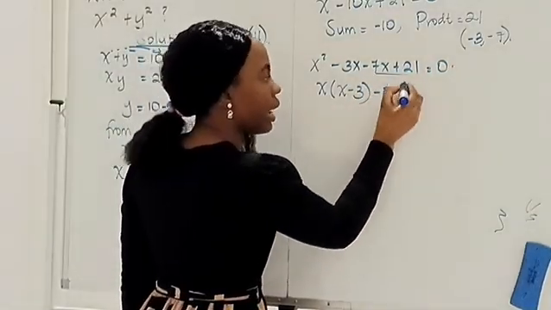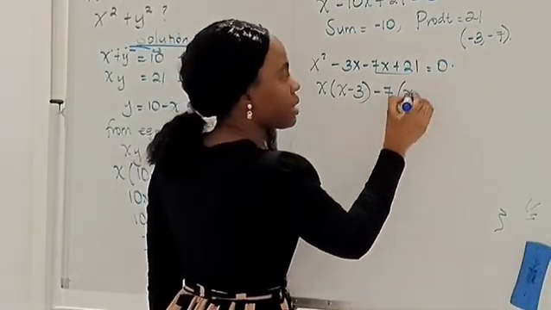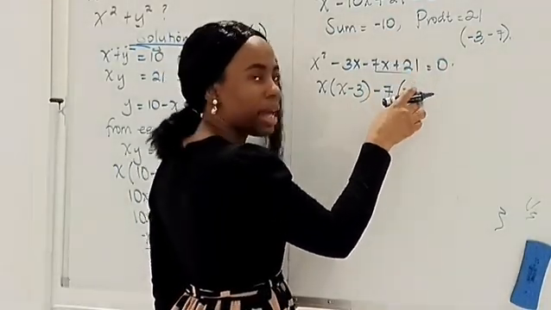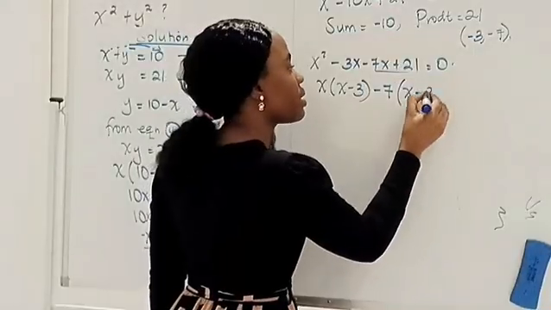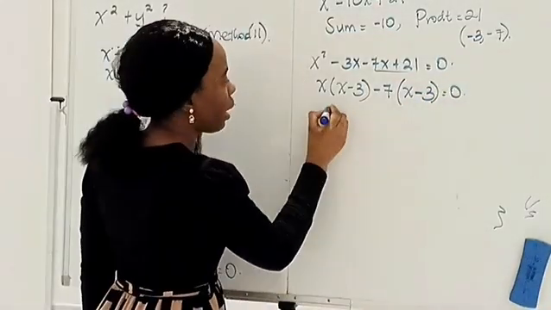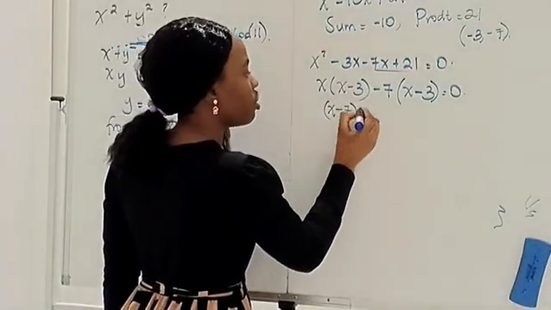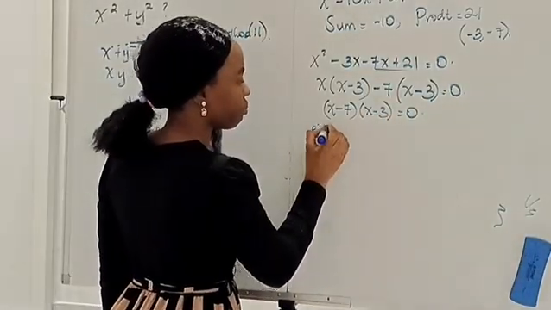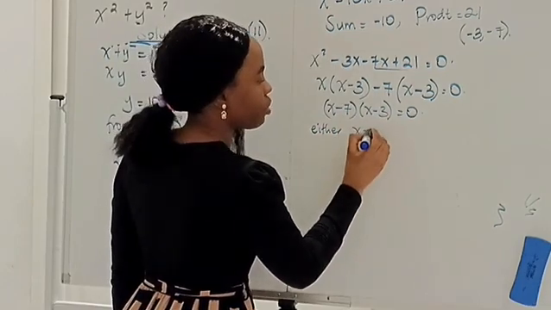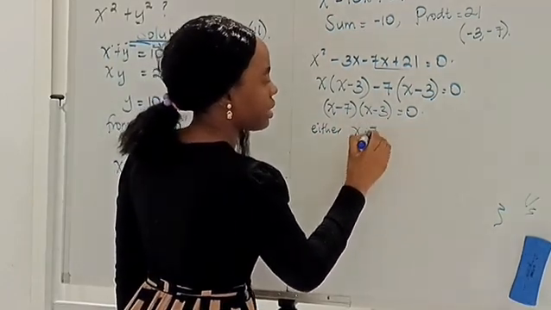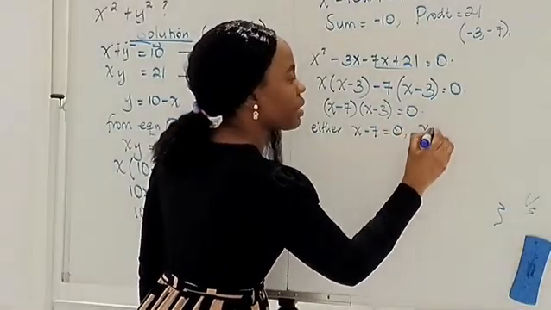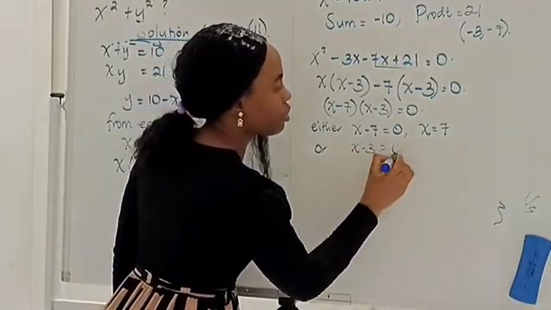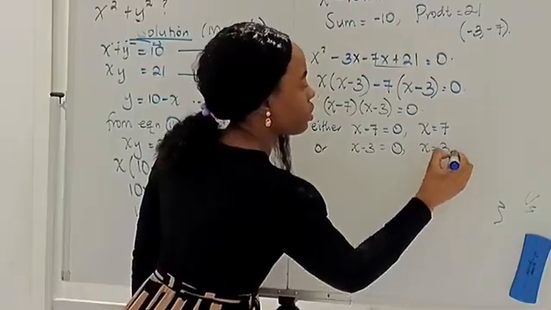The moment I put a negative outside the bracket, the sign inside here is going to change. If it was minus, it would have become plus, okay? But because it is a plus, that's why it is a negative here. Now we have x minus 7 into x minus 3 is equal to 0. So either x minus 7 is equal to 0, there your x is equal to 7, okay? Or x minus 3 is equal to 0, there your x is equal to 3.